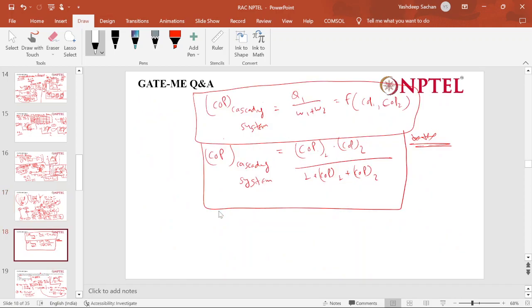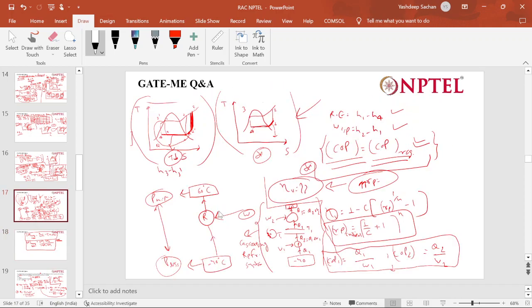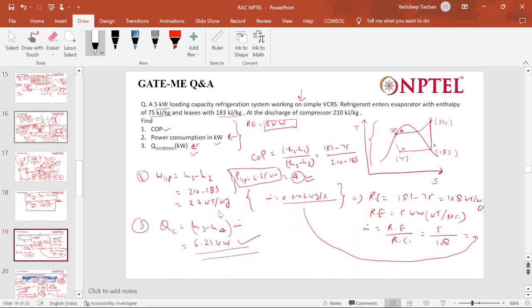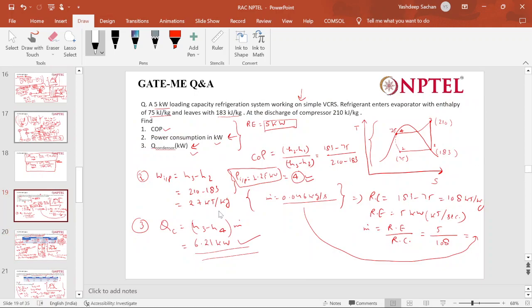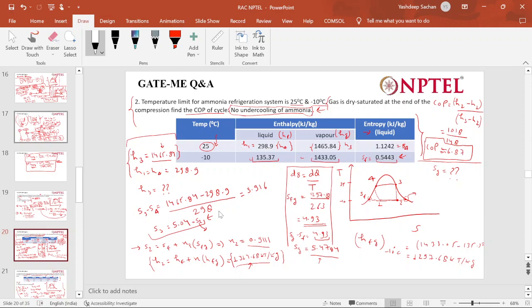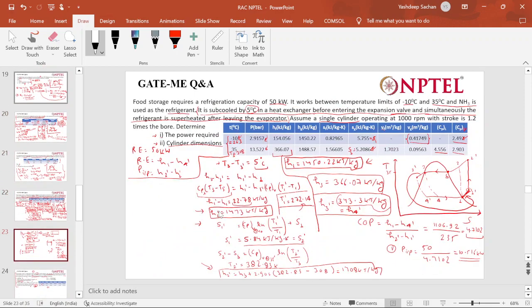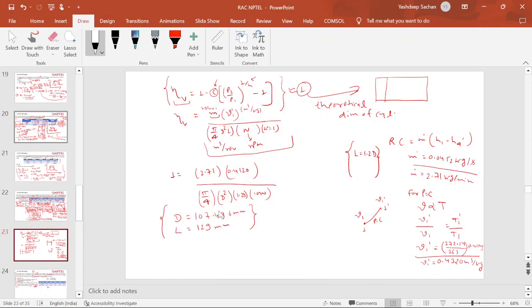Then today we will be solving one question on the cascade system. In the last class mostly we solved questions based on the VCRS, and various types of problems we solved there, right? If there is any problem regarding the last class, you can ask me, otherwise I will proceed for today.